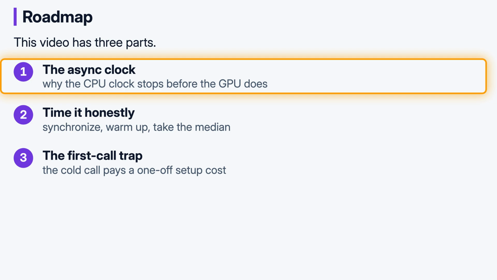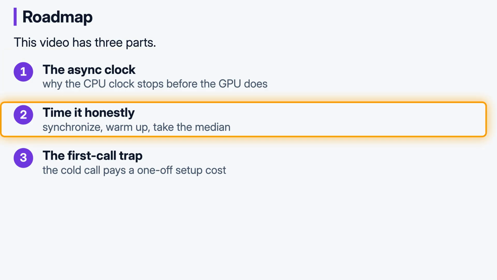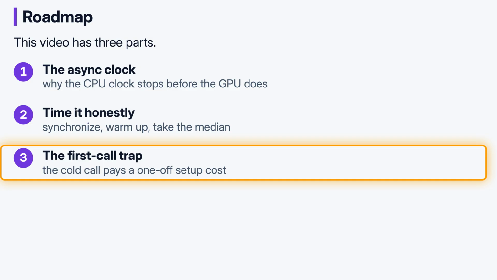This lesson has 3 parts. First, the async clock. We see why the CPU clock stops before the GPU does. Second, we time it honestly. We synchronize, warm up, and take the median. Third, the first call trap. The very first call pays a one-off setup cost.